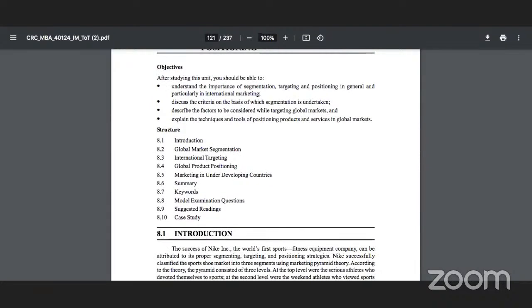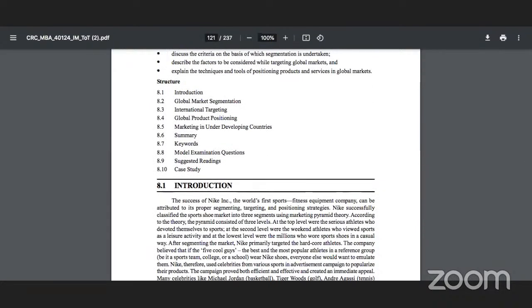So, in terms of structure, what we are going to follow is number one, the introduction, and then that will be followed by global market segmentation, international targeting, global product positioning, marketing in underdeveloped countries, and finally we move to the summary.